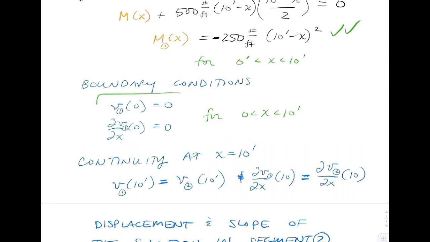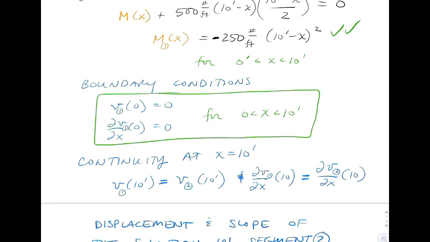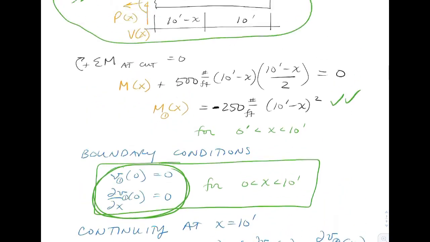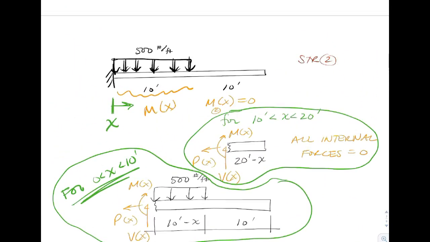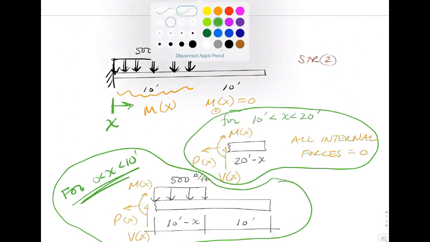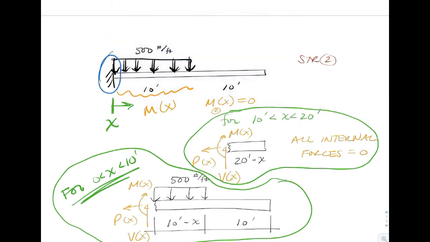Right? We would start with the left-hand side from 0 to 10, because over at the wall we have two existing boundary conditions. And as we work our way back to the picture, there's our two boundary conditions that we would know. So we'd be able to solve this all the way up to 10 feet.